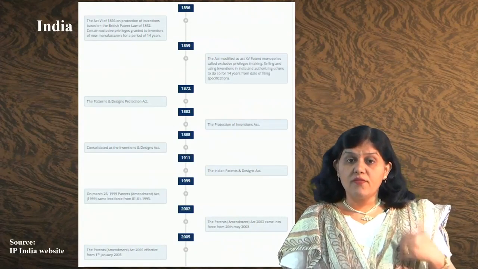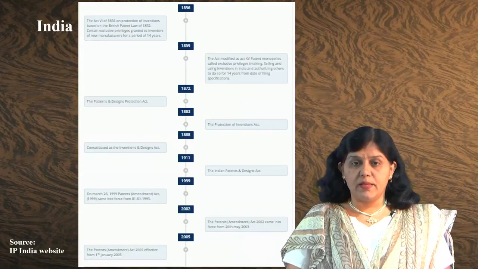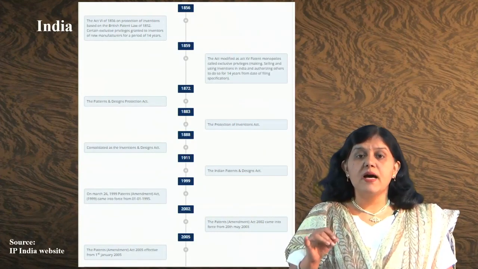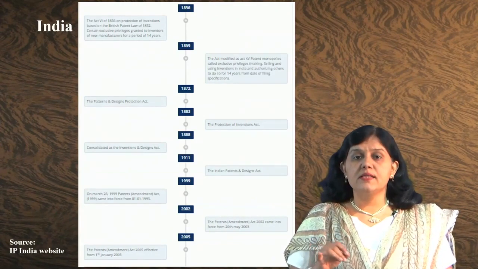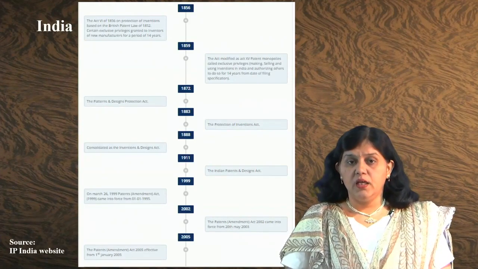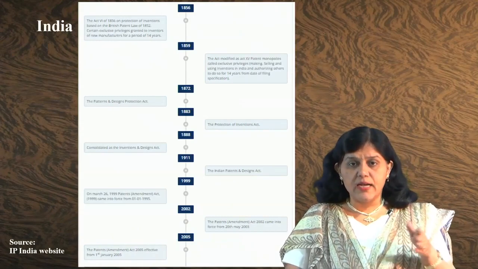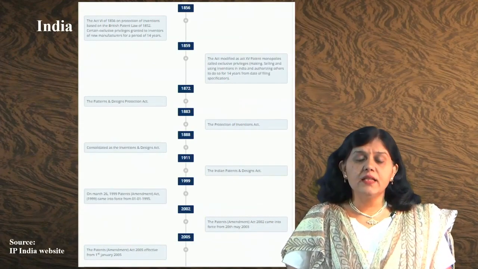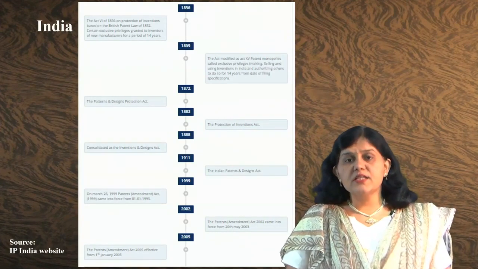After independence, a bill was introduced in parliament in the year 1965 and it was passed, and the act we are following now is the Indian Patents Act 1970. There were a few amendments after 1970. The first amendment happened in 1999.